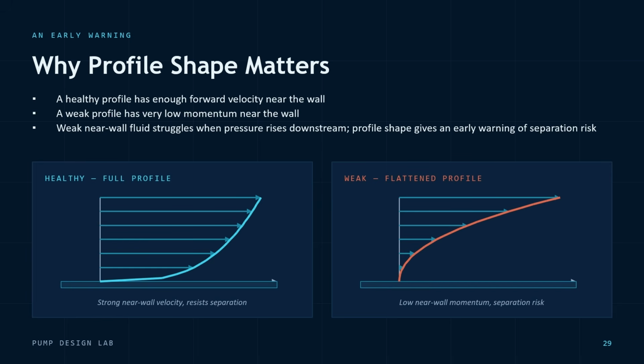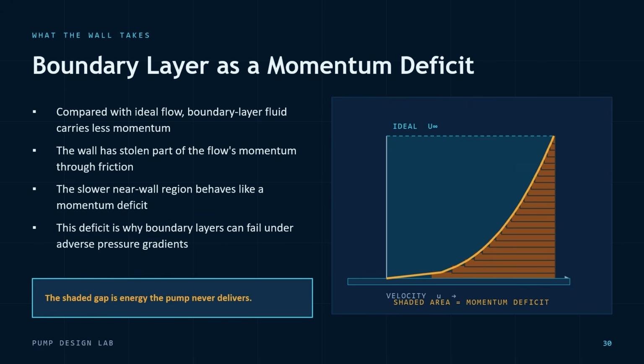We can describe that weakness more precisely as a momentum deficit. Boundary layer as a momentum deficit. Compared with ideal flow, the boundary layer carries less momentum because friction has slowed it down. You can think of this as a momentum deficit near the wall. The outer flow may still be moving strongly, but the low-energy region close to the wall has less ability to resist a difficult pressure rise. This is a hidden weakness inside every boundary layer.